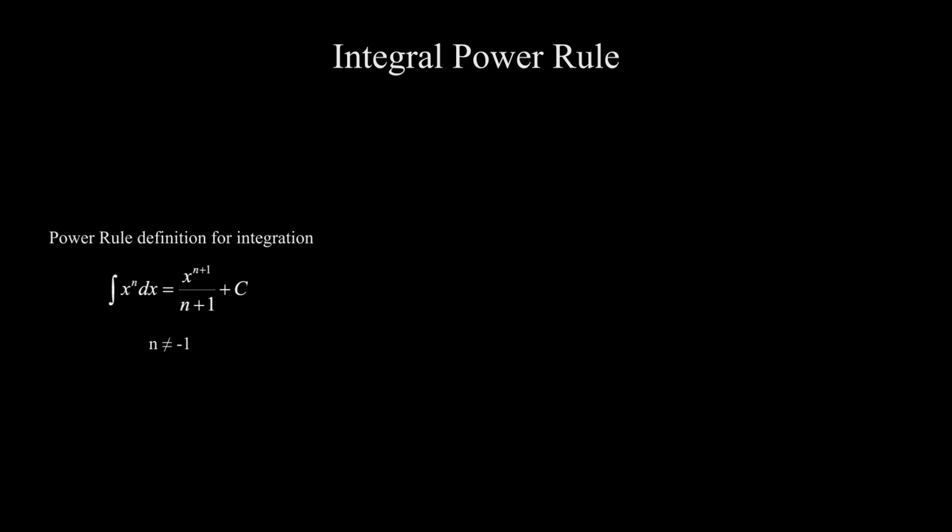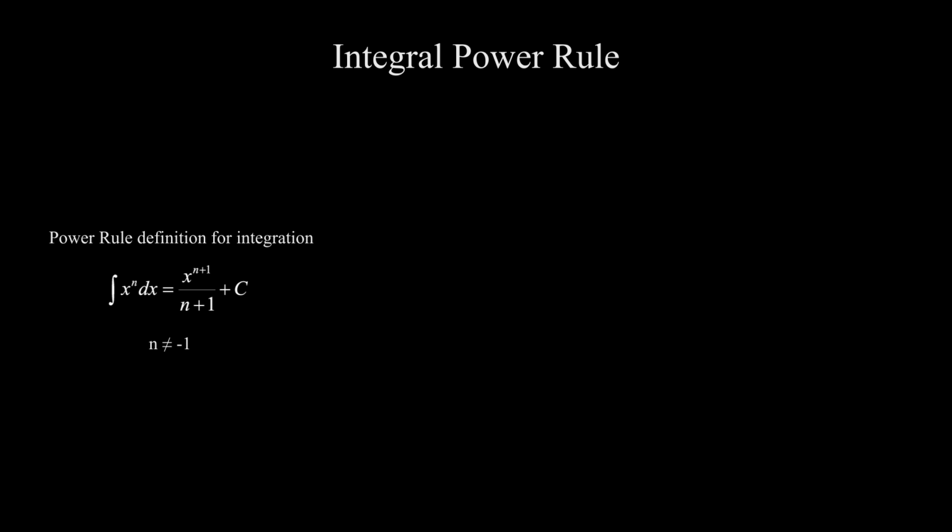So we use the power rule from before, except we use the inverse of it, meaning that instead of multiplying and subtracting from the exponent, we actually add to the exponent and divide by it. So what this looks like is the integral of x to the n dx is equal to x to the n plus 1 divided by n plus 1, plus c. Now the plus c is just a constant.